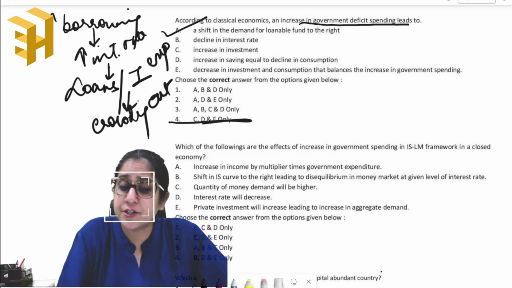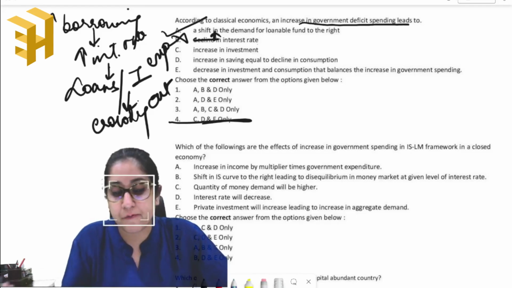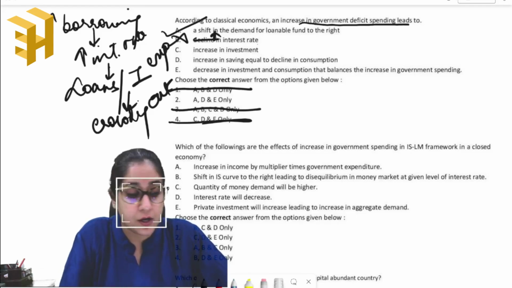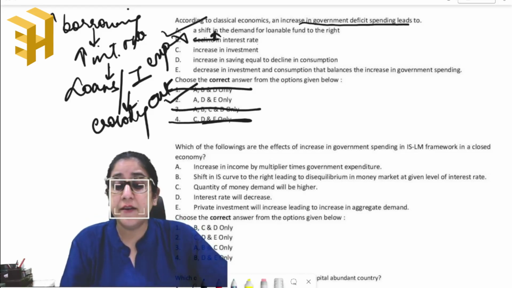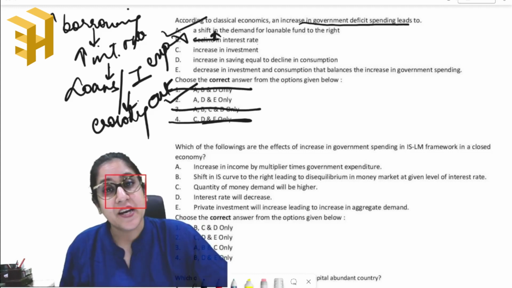Decline in the interest rate? No, there will be an increase in the interest rate. So B is false. So we can strike out options with B. So first and third gone. So the answer is 2. See, by just reading statements A and B, we've got our answer here, right?